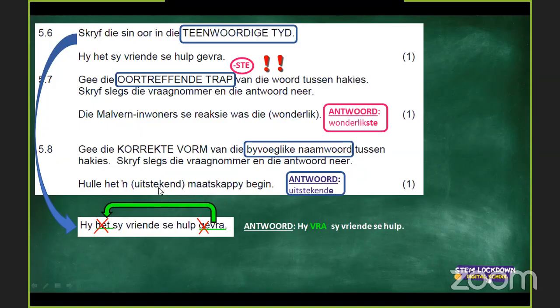Okay, so my adjective is standing in front of my noun. Okay, so usually all we have to do is add an E. Put uitstekende. Once again, you will only write down the answer. Okay, so if the adjective is standing in front of the noun, then you usually add an E. Obviously, there are exceptions, but in this case, it was straightforward. We just add an E.